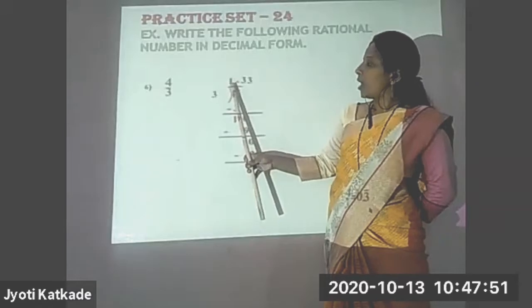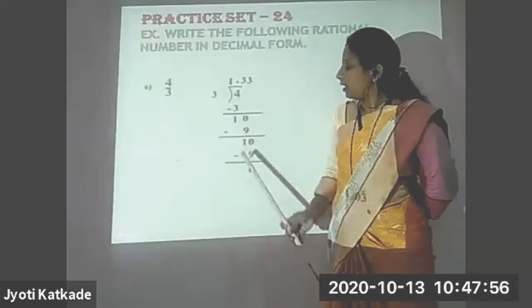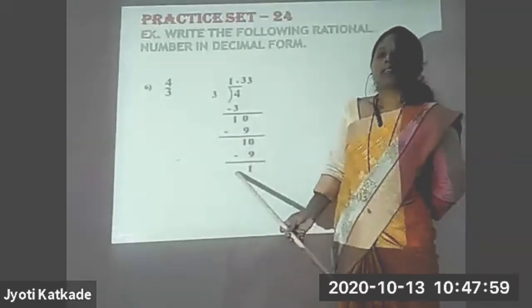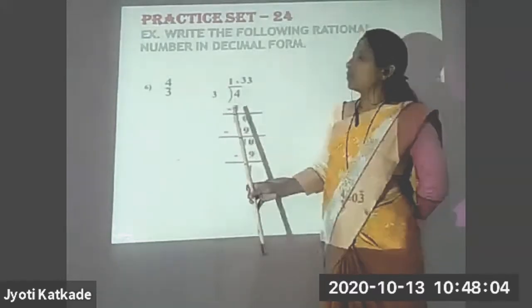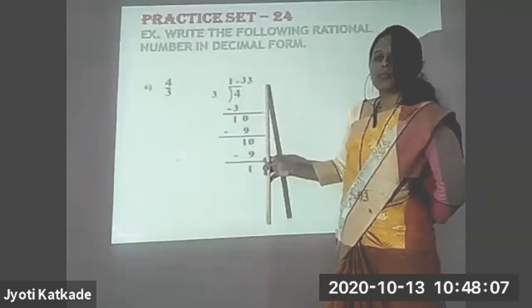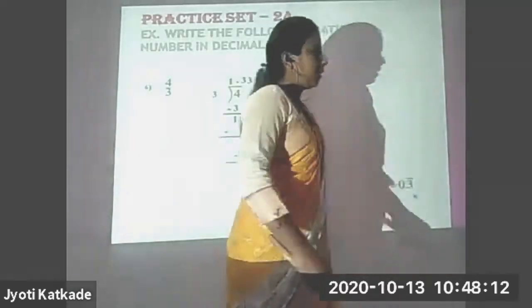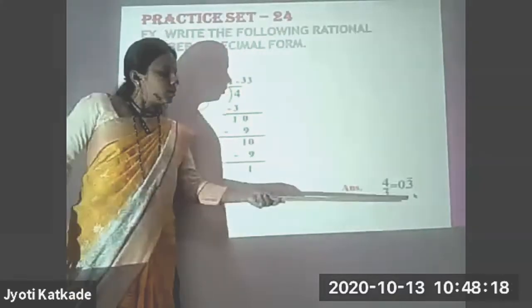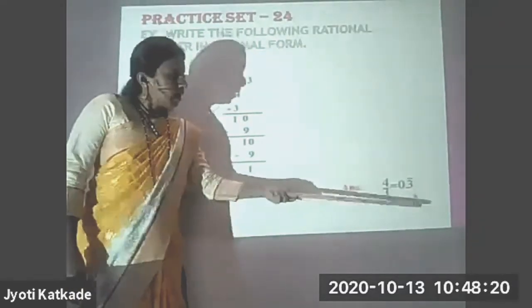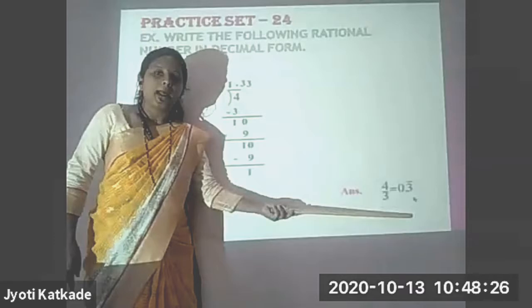So the quotient is 1.3333 and so on. And the remainder is 1. The divisor is 3. So this is the recurring decimal form or non-terminating decimal form. So the answer is 4 divided by 3 is equal to 1.3 and take 1 point on the top of 3. Why? Because this is the repeating value.